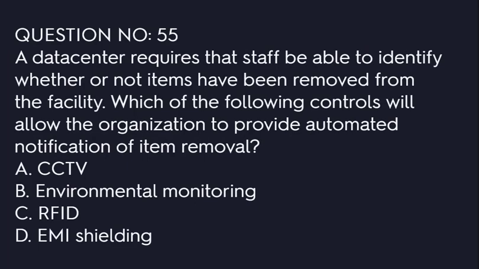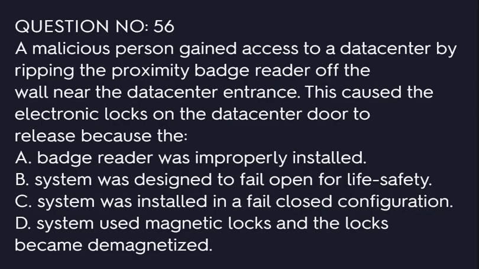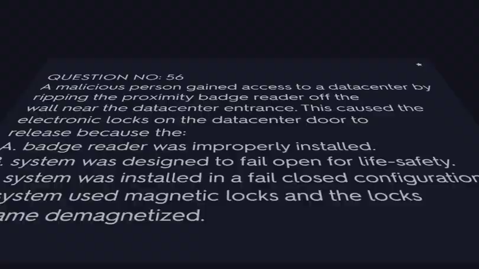Question no. 55. An agency requires that staff be able to identify whether or not items have been removed from the facility. Which of the following controls will allow the organization to provide automated notification of item removal? A. CCTV. B. Environmental monitoring. C. RFID. D. EMI shielding. C. B.